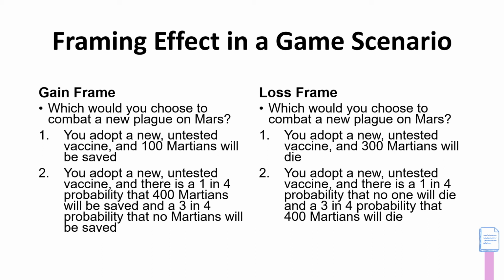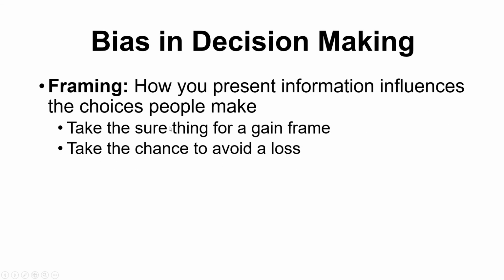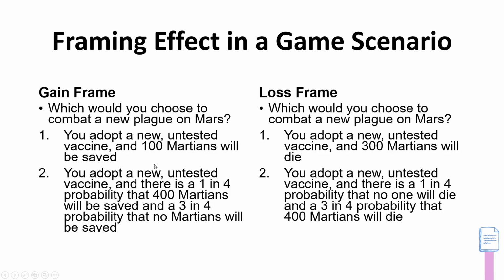Or we adopt a new untested vaccine and there is a 1 in 4 probability that all the Martians will be saved, or a 3 in 4 probability that none of them will be saved. So do we choose to save 100 for sure, or do we take a risk at saving them all or saving none? Typically, people will choose the first option. We would choose to pick that safe option. We will take the sure thing when it's framed as gaining or saving those 100 Martians.